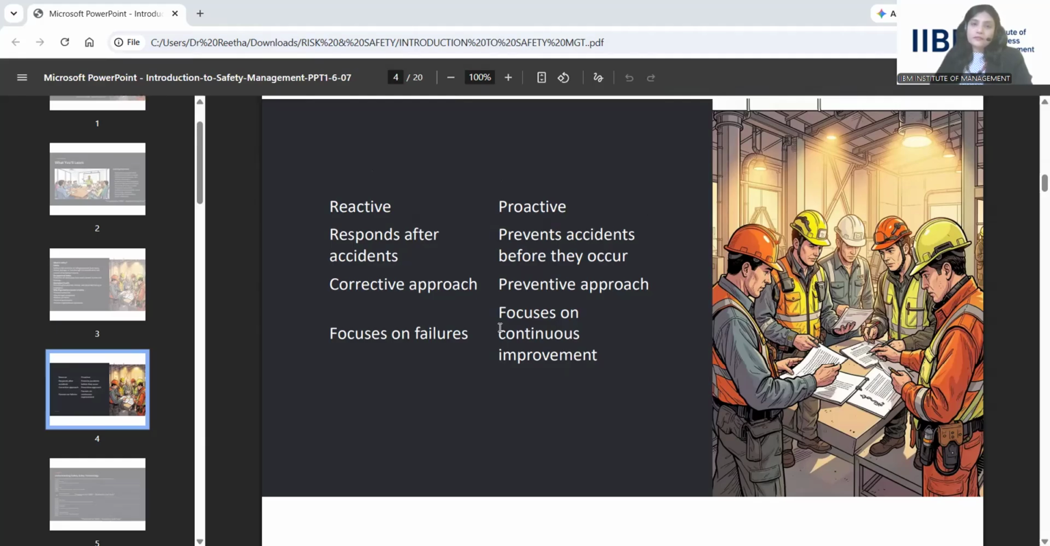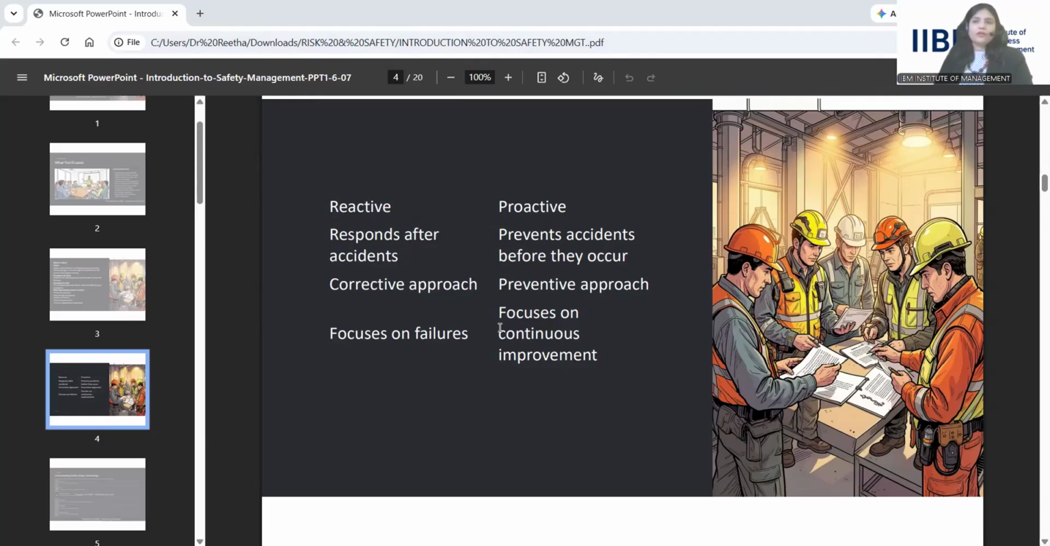Now, the cost. In the case of reactive, it is high: the medical bills, the repairs, the fine, the lawsuit. Whereas in the case of a proactive approach, it's low because of the investment in training, your PPE kits, the maintenance, so the cost is also less. So with this comparison, I'm sure you now know very well whether our organizations should have a reactive approach or a proactive approach.